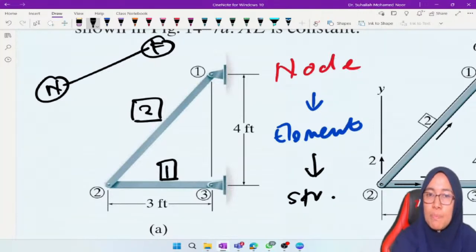There are two pin supports, located at node number 1 and at node number 3.